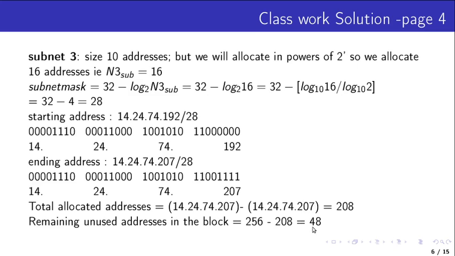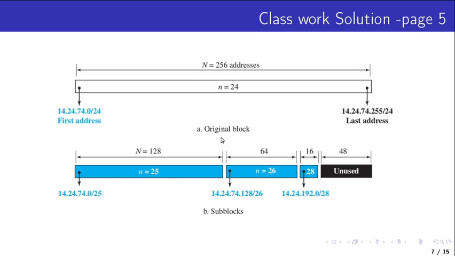So I still have 48 addresses unused, because in the block of 256 you have 48 addresses unused. You can allocate them to someone. Each of these categories has fewer addresses because we didn't allocate exactly 60. We allocated 64. So 48 addresses are still unused in this block. So this will be the address space.